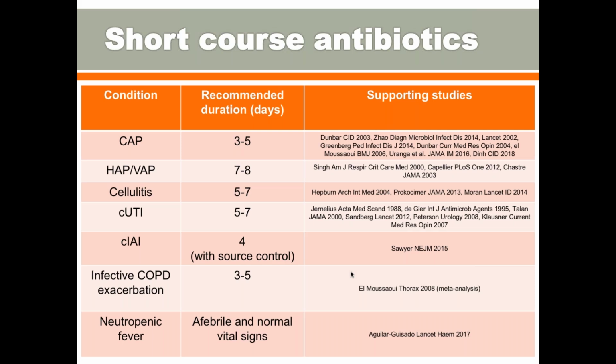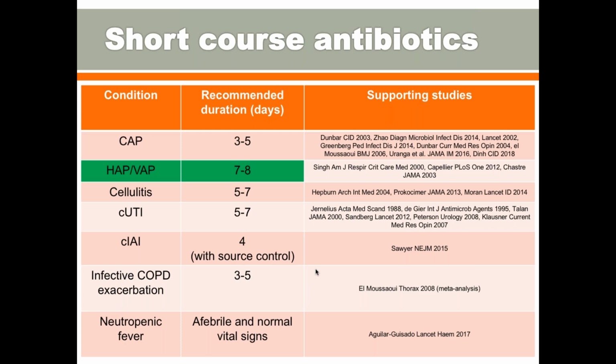So to talk about this in a little bit more detail about the various types of infections and the evidence, on the left here, we have the condition, in the middle column, the recommended duration, and on the right, all the supporting studies to suggest that this is a good strategy. So for community-acquired pneumonia, 3 to 5 days is sufficient, and choosing between 3 and 5 depends on the patient and how they're doing, and that's true for all the ranges on this slide.